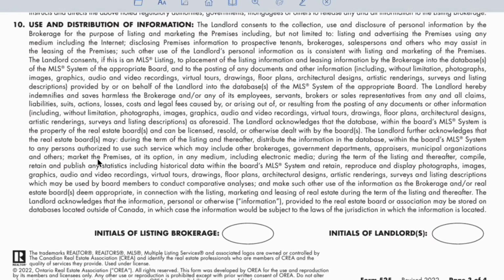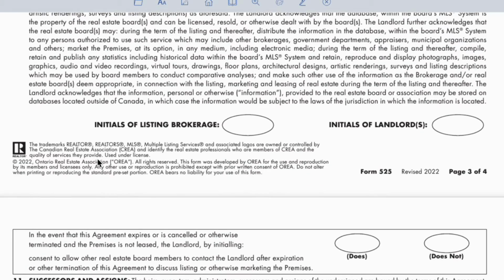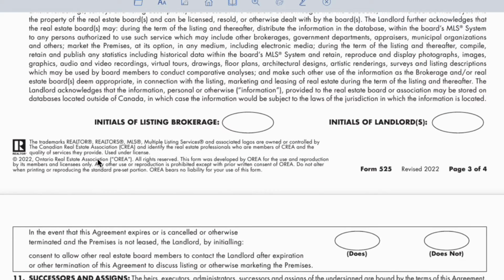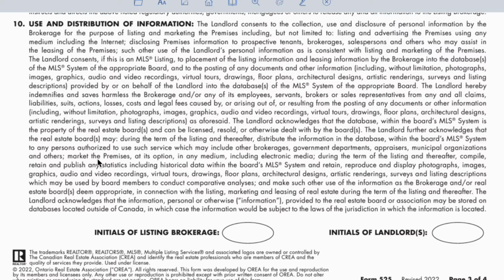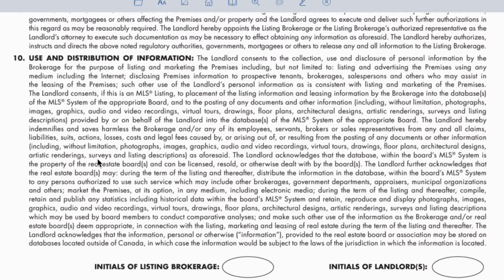Very good. So, use and distribution of information. The landlord consents to the collection, use, and disclosure of personal information by the brokerage for the purposes of listing and marketing the premises, including but not limited to listing advertising. Standard. And then the signature page, which is the same.